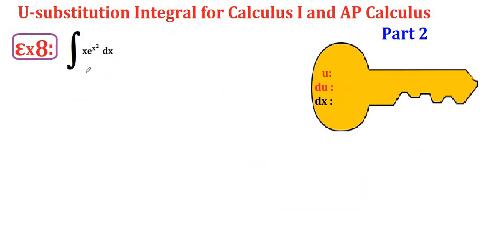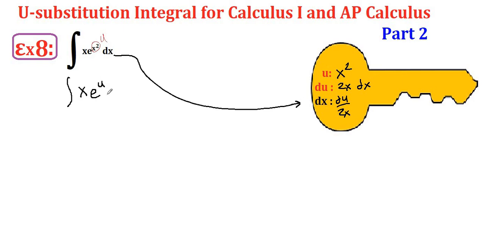Example 8. x e to the x squared. We have e to the power, so let's call this power our u. If u is x squared, then du will be 2x dx, the derivative of this. And then if you solve for dx, you obtain du over 2x. Let's rewrite everything in terms of u. We have x e to the u, and instead of dx, we have du over 2x.